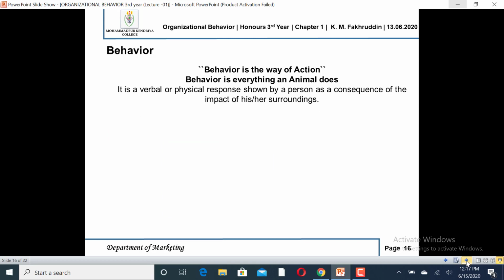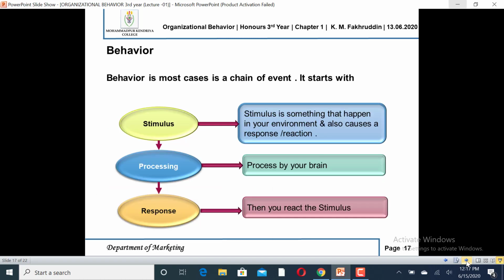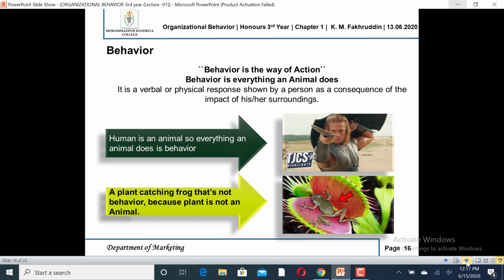Now I'm going to explain the actual meaning of behavior. Behavior is the way of action. Behavior is everything an animal does. It is verbal or physical response shown by a person as a consequence of the impact of his or her surroundings. Example: human is an animal, so everything an animal does is behavior. But a plant catching a frog, that's not behavior because a plant is not an animal.